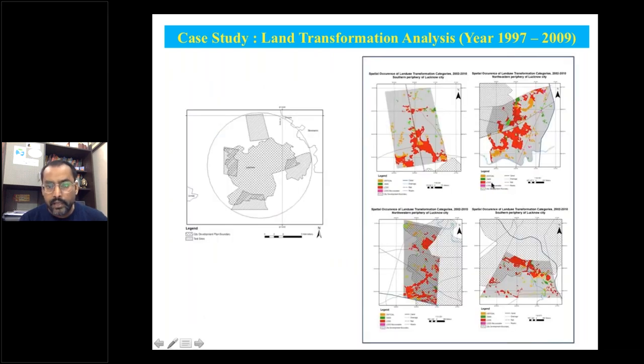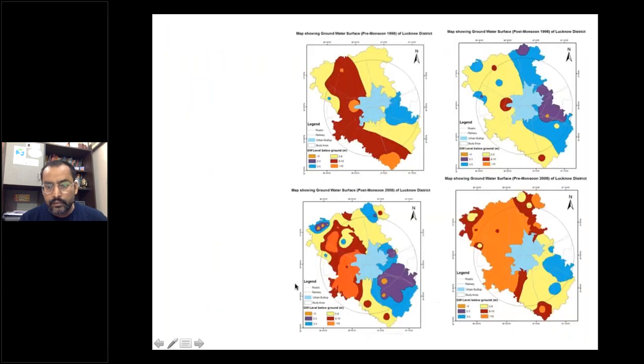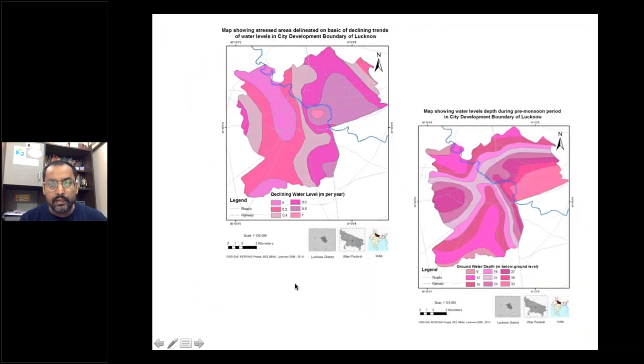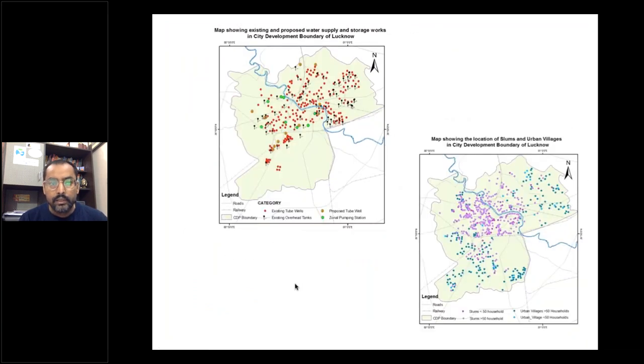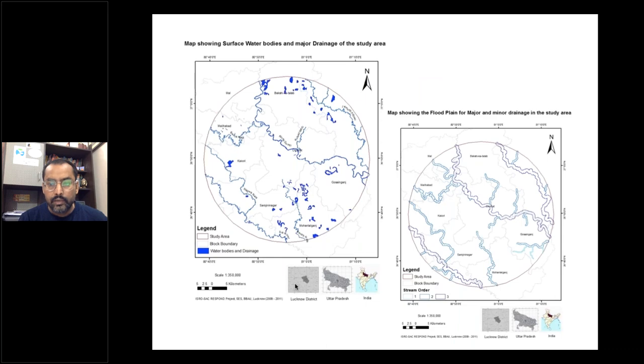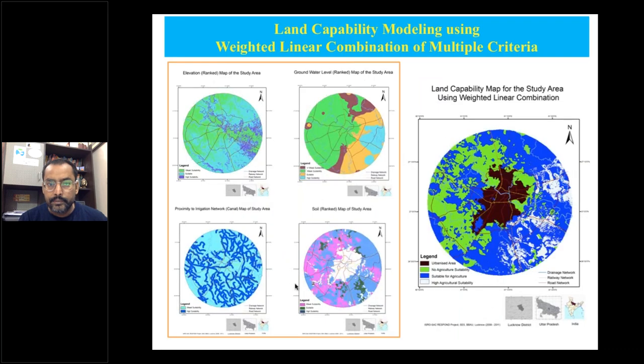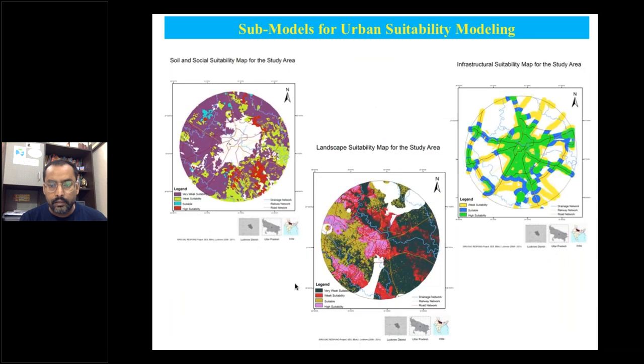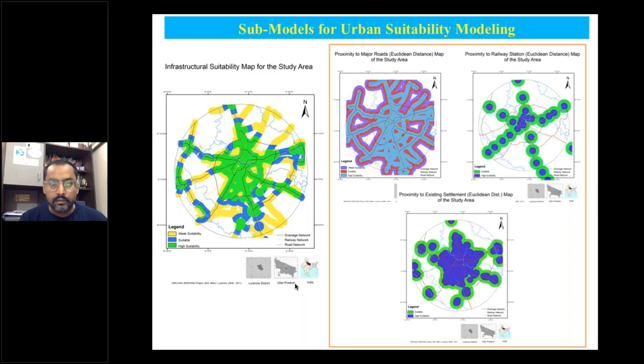And we did micro planning even at a block level. We categorized these layers: the groundwater, the city development boundaries, the slums, the soil map, the geomorphology, the water bodies, the flood plains. And using those criteria, land suitability criteria, we made proximity analysis, land suitability, soil suitability, and some models like infrastructure suitability, how your future development should be supportive.